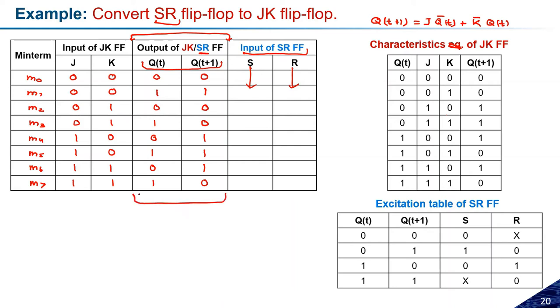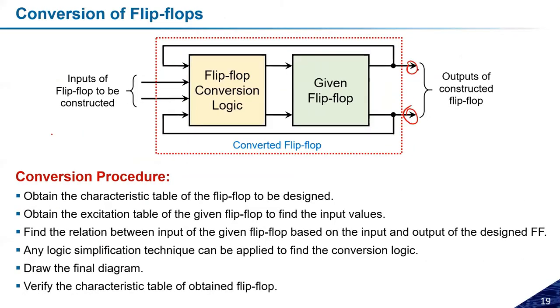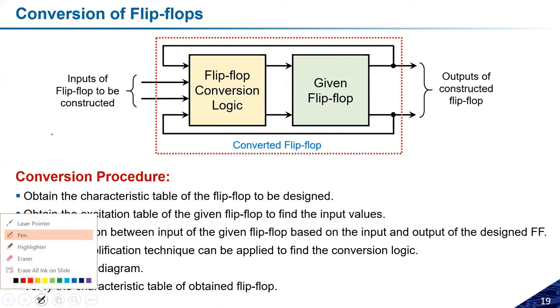Once we are ready with this QT and QT plus one, based on the required JK flip-flop, you can use it as output for the existing flip-flops. So these are nothing but the output of the JK flip-flop or SR flip-flop. Because if you see in the previous slide, let me go back to the previous slide, the output which we can see here is common for both, for this as well as the complete converted flip-flop. So the outputs are common for both flip-flops. That is why we have considered it like that.